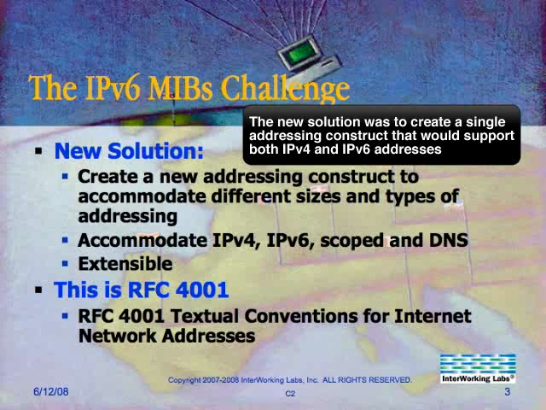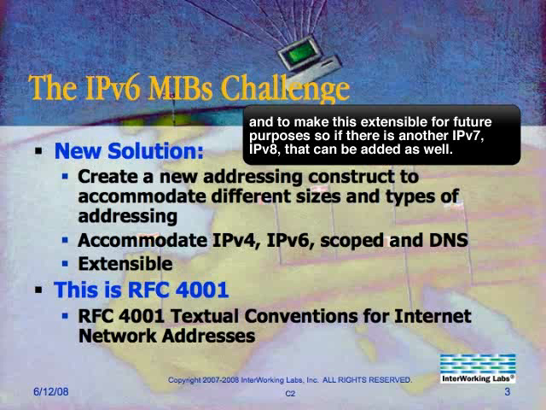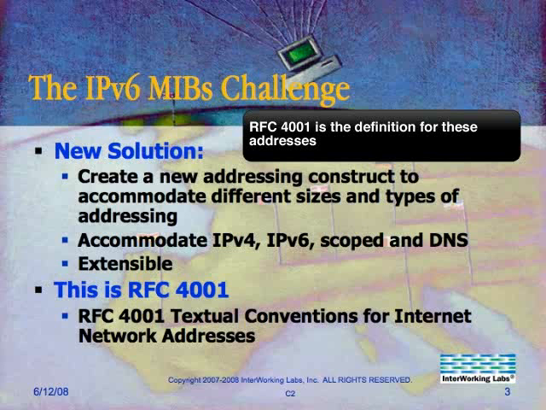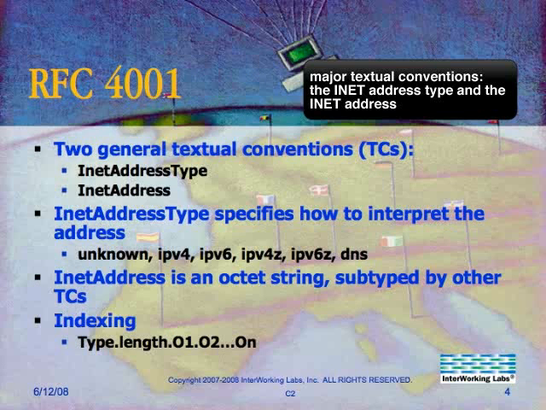The new solution was to create a single addressing construct that would support both IPv4 and IPv6 addresses, and at the same time we added in DNS addresses because they might be useful as well, and to make this extensible for future purposes, so that if there is another IPv7, IPv8, that can be added as well. RFC 4001 is the definition for these addresses. It discusses several other constructs as well, but there are two major textual conventions, the InetAddressType and the InetAddress.